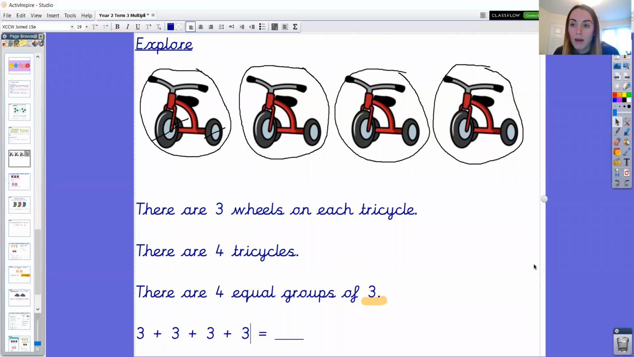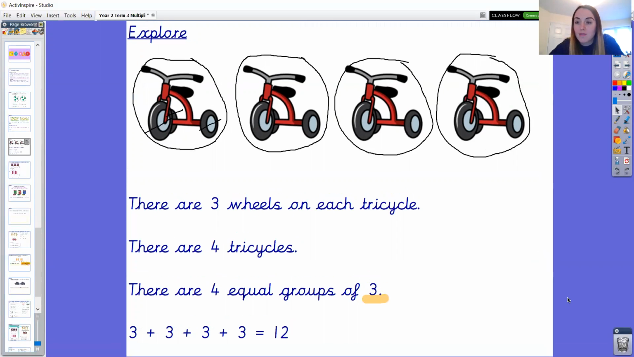What do you think the whole amount is? Brilliant, well done. The whole is 12. Fantastic. Shall we say the repeated addition together now? 3, add 3, add 3, add 3 equals 12. You might check your thinking by counting in multiples of 3, as we've practiced this already in Year 2. So let's try that together. 3, 6, 9, 12. Brilliant. You might even use the picture to help you. Fantastic.